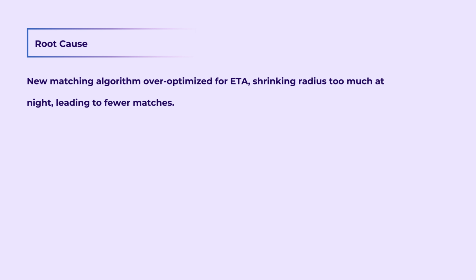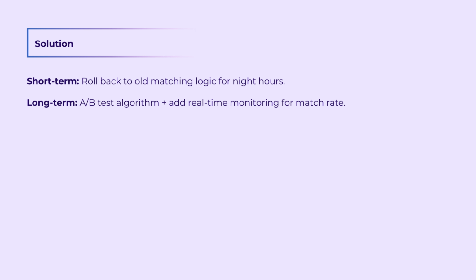So after comparing internal and external factors analysis, we came to a conclusion that the root cause here was the new matching algorithm. The new matching algorithm over-optimized for ETA, shrinking the radius too much at night, leading to fewer matches. So here we can propose two types of solutions, short term and long term. The short term solution would be rolling back to the old matching logic for night hours. The long term solution is doing an A/B test for the algorithm and adding real time monitoring for match rate.